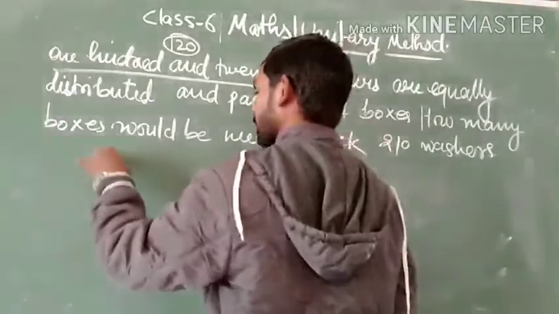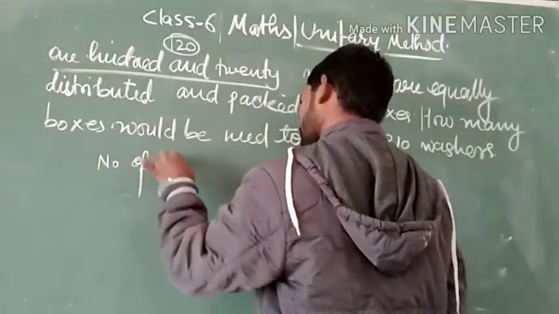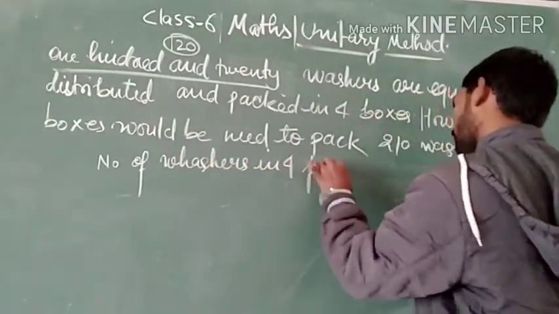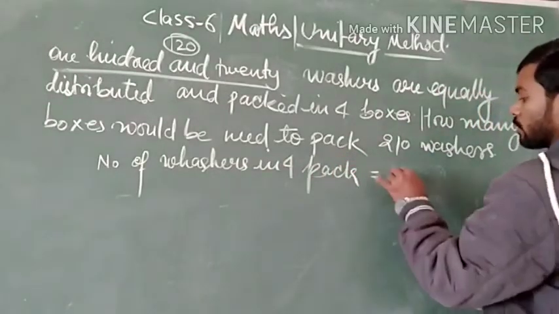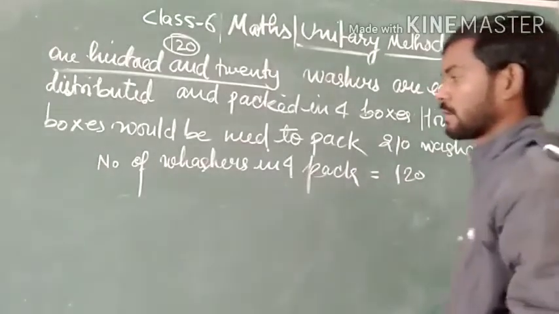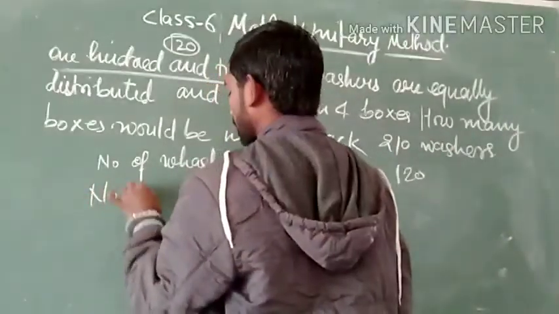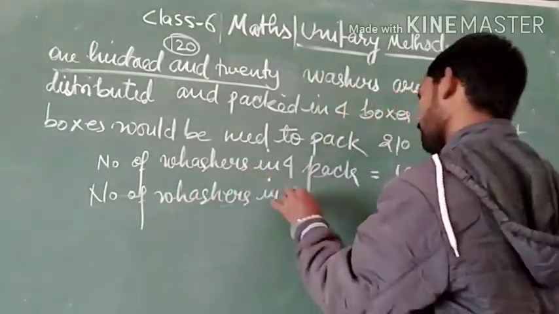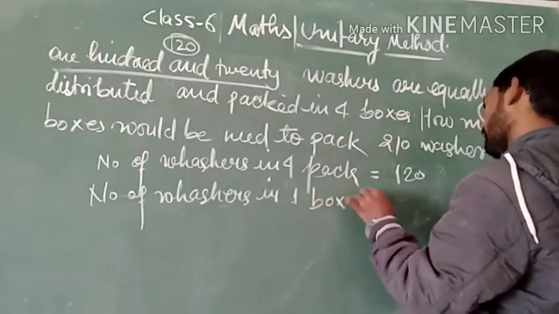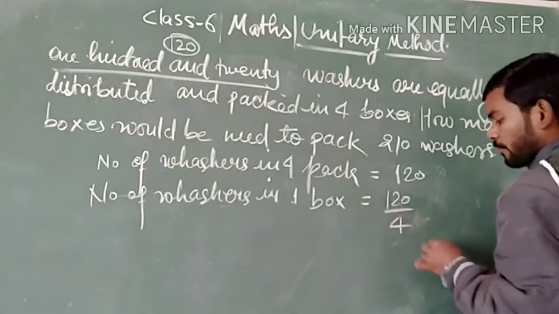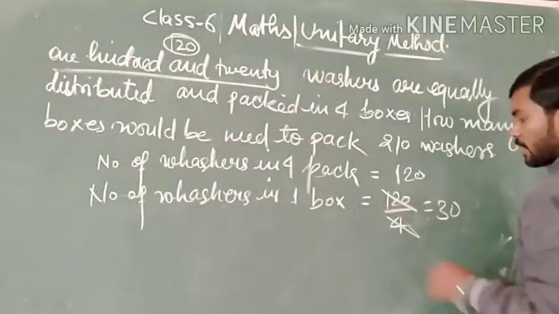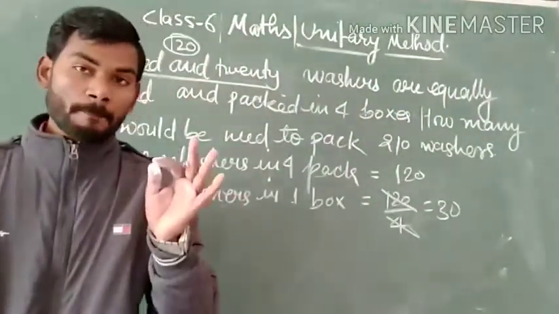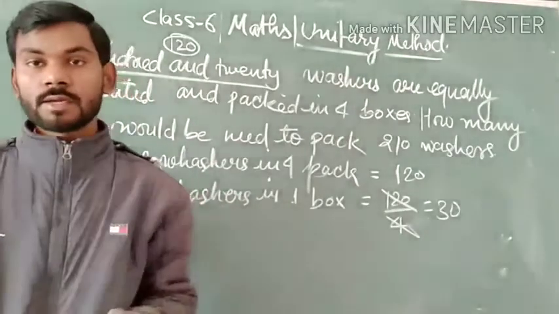So here we write: number of washers in 4 packs is equal to 120. Therefore, number of washers in 1 box will be equal to 120 upon 4, and dividing we get 30. Therefore, 30 washers are packed in 1 box.